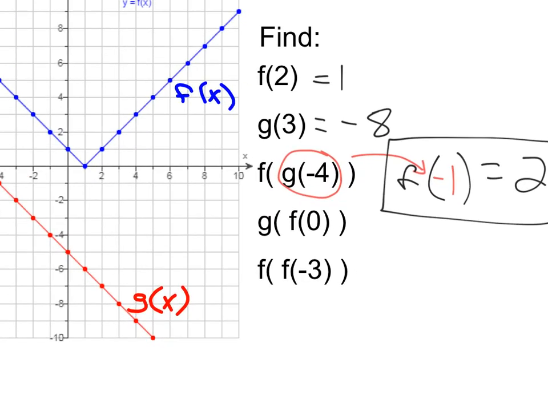Next up, g of f of 0. Well, this is going to be g of, we need to figure out what is f of 0. So the f function is going to be the blue one. When x is 0, my f blue function is going to be 1. So this is asking what is g of 1. Let's see. My g function, if x is 1, what's the g value? That's going to be negative 6.